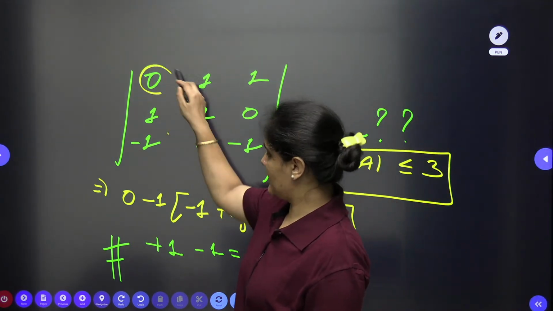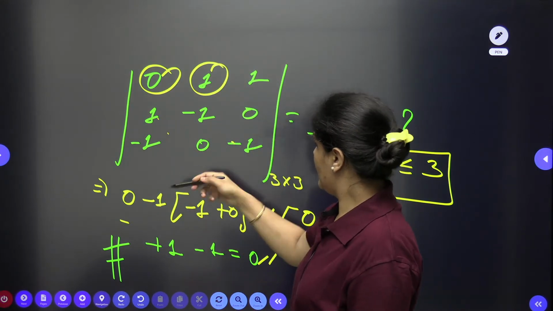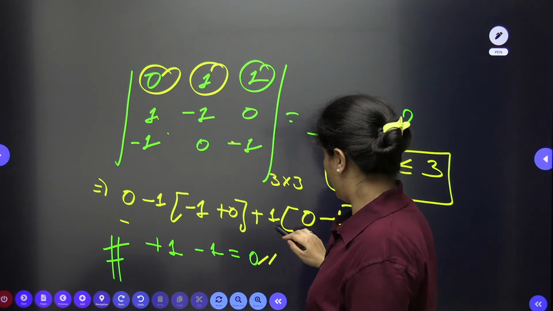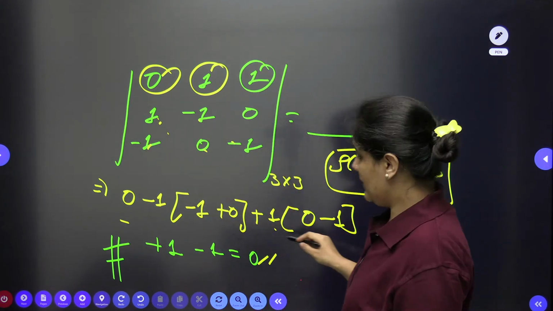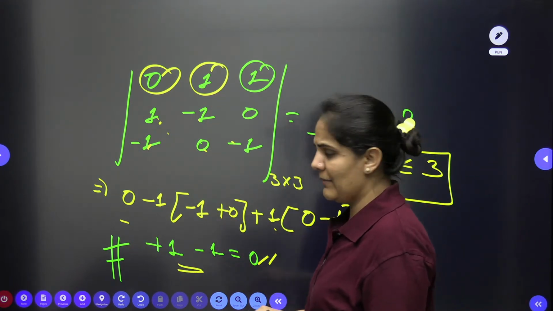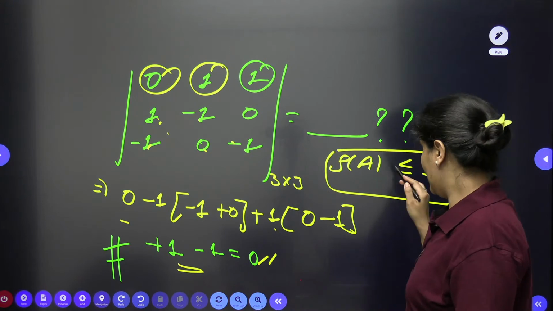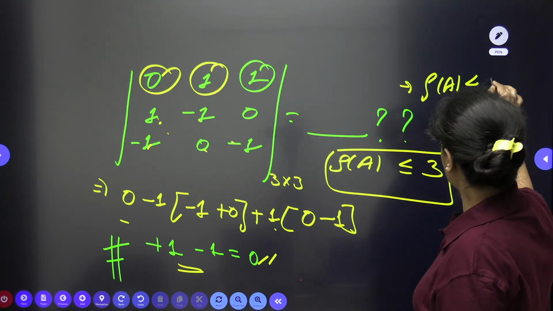When I solve with respect to 0, it is 0. When I solve with respect to minus 1, it is minus 1 plus 0. When I solve with respect to this one, it will be 0, minus minus plus and again minus 1. So this will be minus 1, this will be minus minus plus 1, I am having 0. When the determinant is 0, I will go for the rank being less than 3.